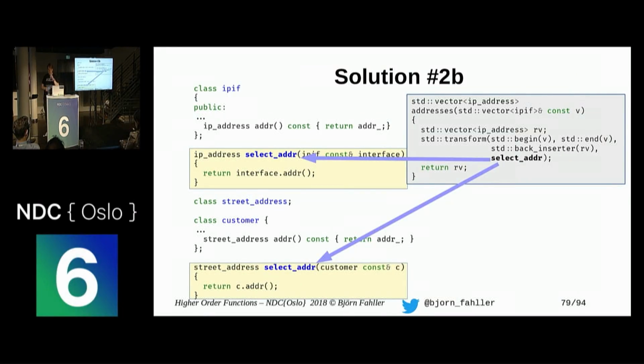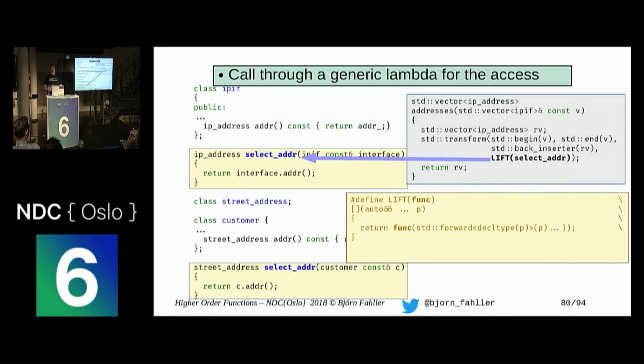So you have the 2B solution, and this is the one where purists need to look away. Sorry. We enter the dreadful macro. So I have a macro lift that takes a function and does just the same thing that you saw earlier. But now on the site of the call, you just see the transform begin and back inserter lift select address. It's easy to read.